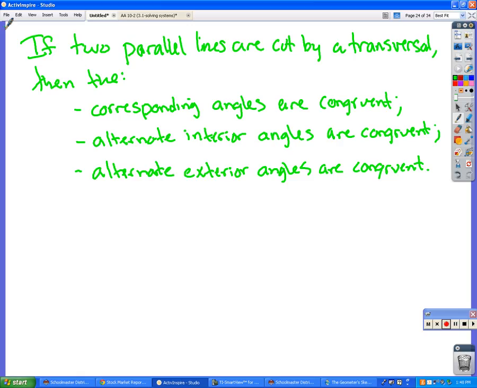So you might want to copy that down if you think you might have a hard time remembering it. Remember that this is in the case only where the 2 lines are parallel. Okay, so we have to start with the 2 lines being parallel. Then we know corresponding angles are congruent. Alternate interior angles are congruent. And the alternate exterior angles are congruent as well.